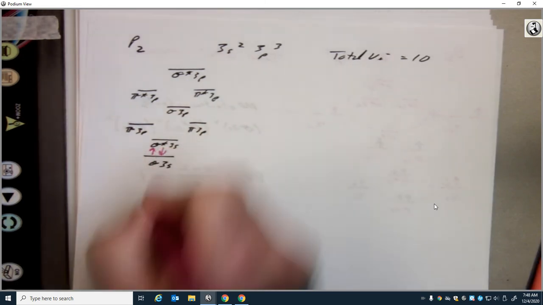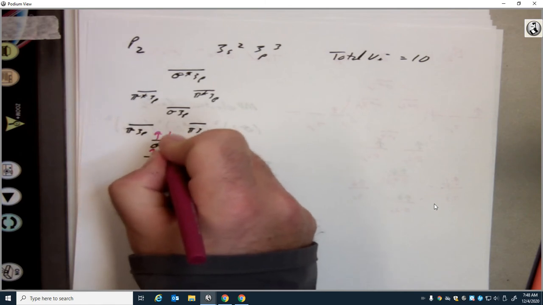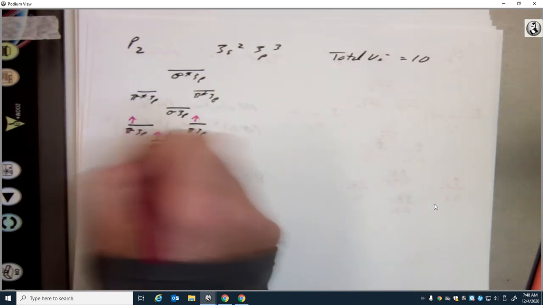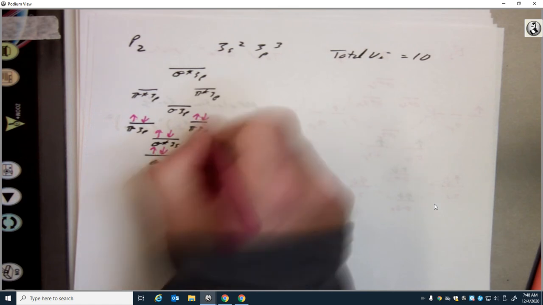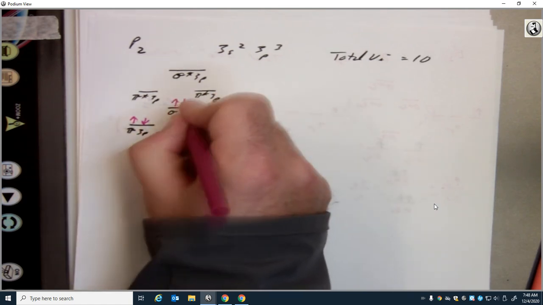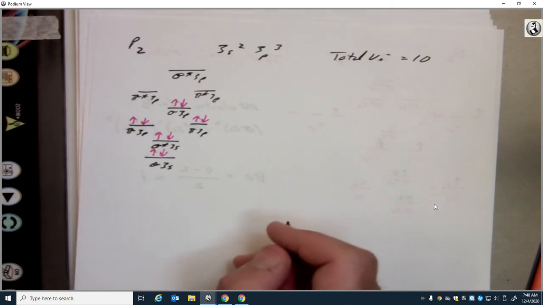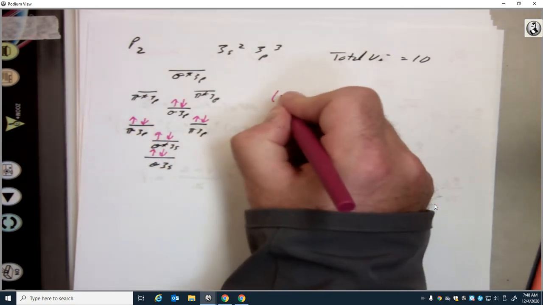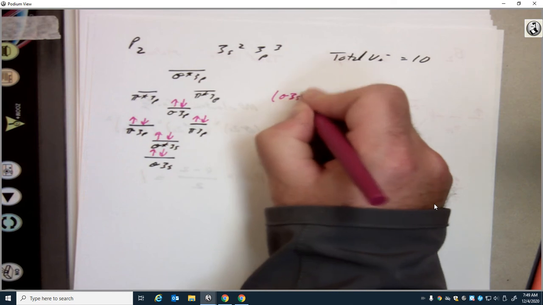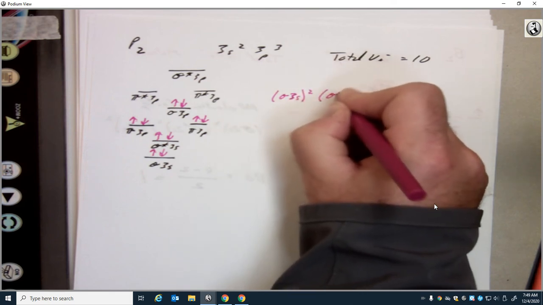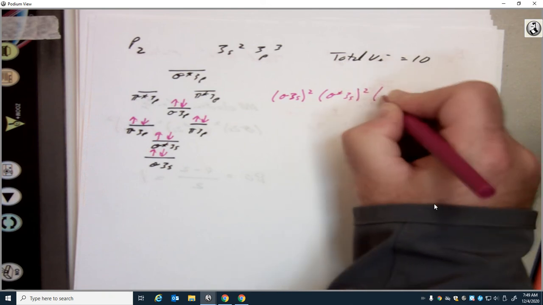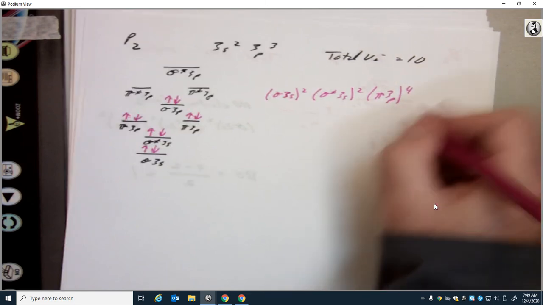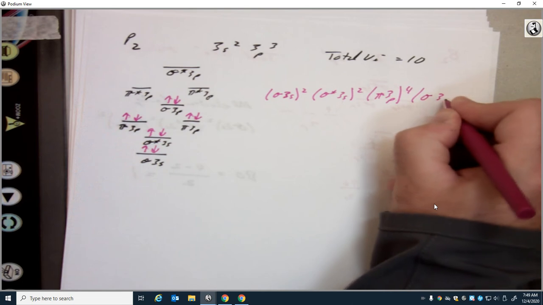1, 2, 3, 4, 5, 6, and then we can pair up 7, 8, 9, 10. Now, we can go ahead and get my electron configuration. It would be sigma 3s2, anti-sigma 3s2, pi 3p4, and sigma 3p2.